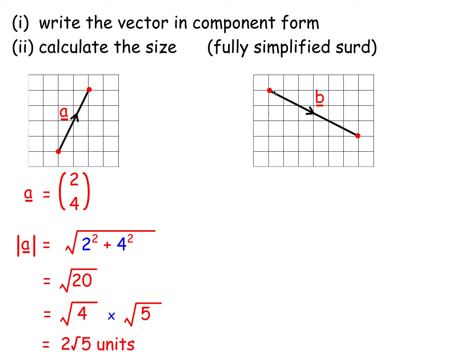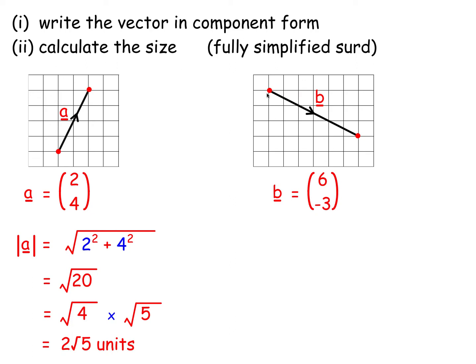This vector B here, to go from one end to the other, you go to the right, 6 boxes, that's x component, positive 6. 3 units downwards, that's 3 units down in the y direction, that's negative 3. So it's positive 6 for the x, negative 3 for the y. That's components, 6 and negative 3. X component 6, y component negative 3.